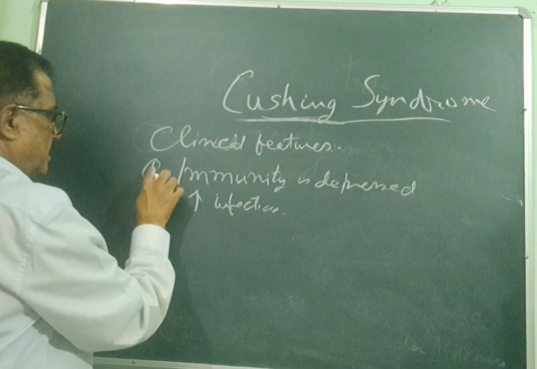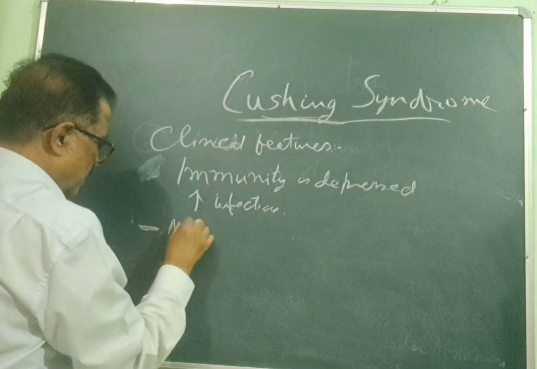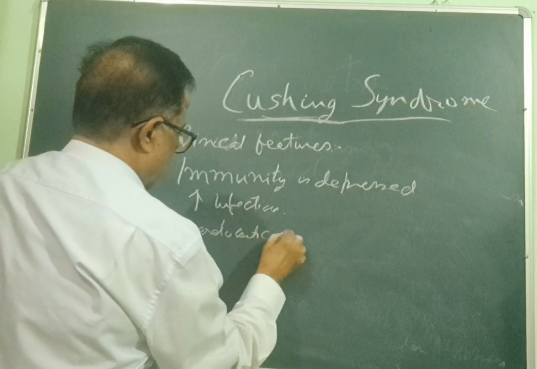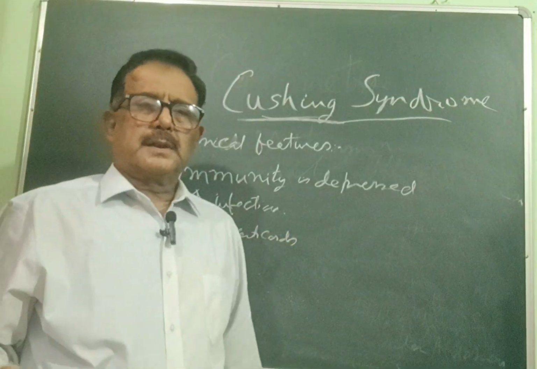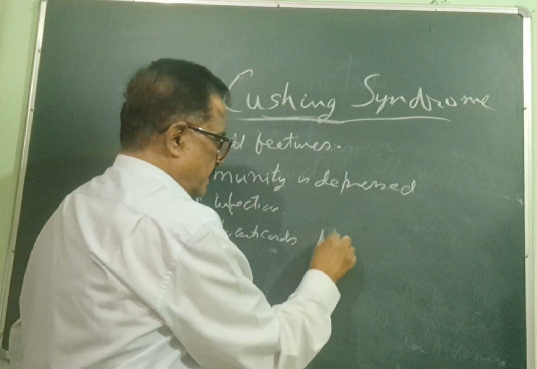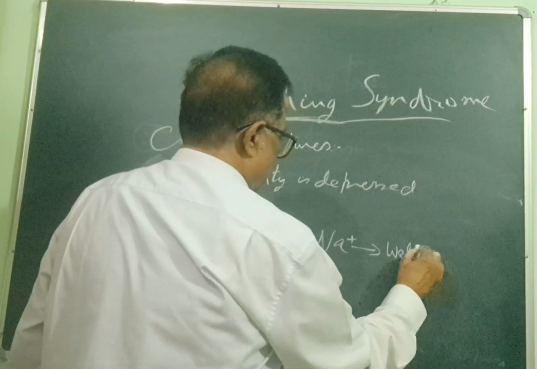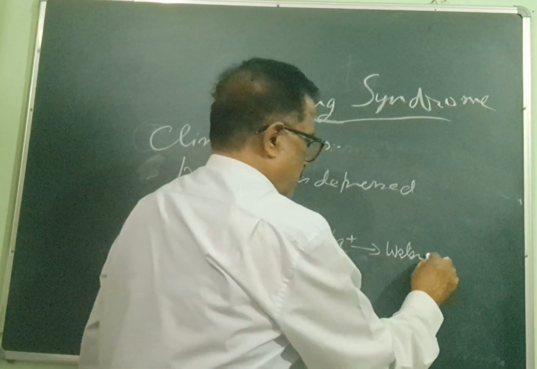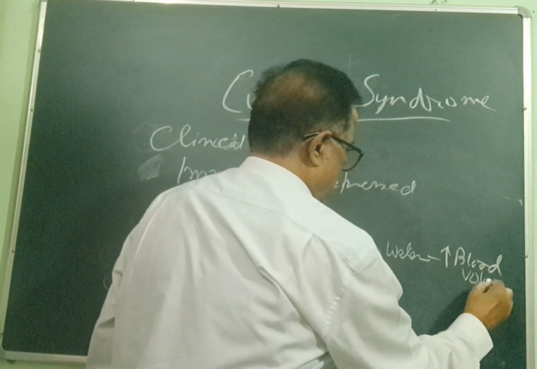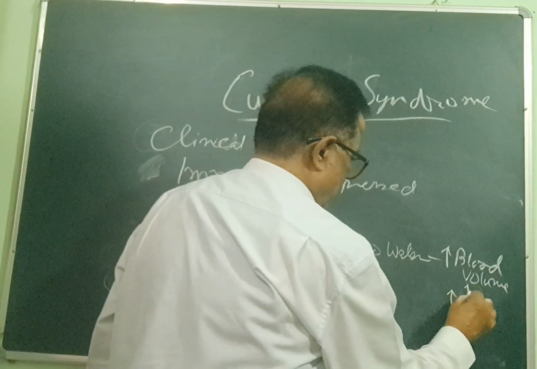Then, due to action as mineralocorticoids, glucocorticoids have some mild action like mineralocorticoids. That means it will conserve sodium, reabsorption of sodium and water, leading to increased blood volume and leading to hypertension.